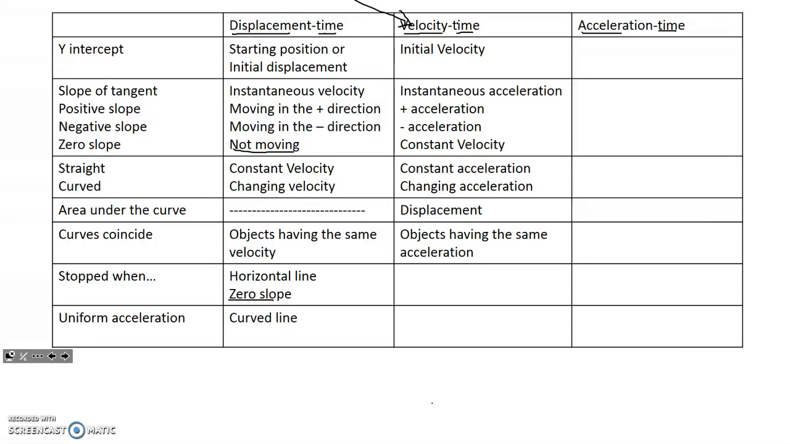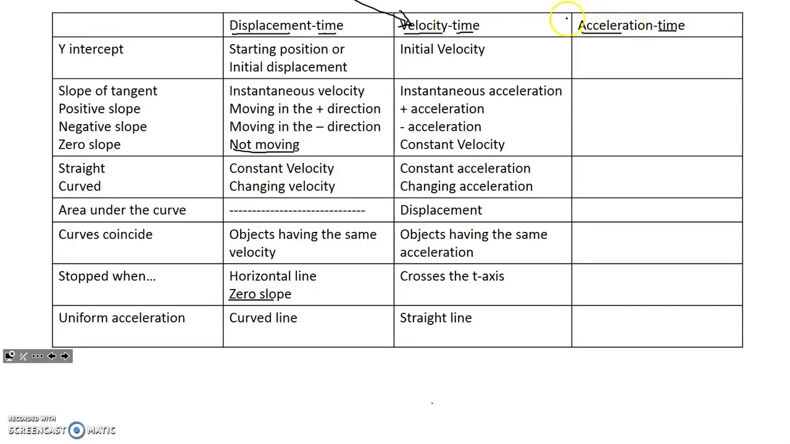Curves also coincide with objects having the same acceleration. So if you have two lines, those are the accelerations. You know it's stopped when it crosses the t-axis, or the zero marked axis. And you have a uniform acceleration when it's a straight line.